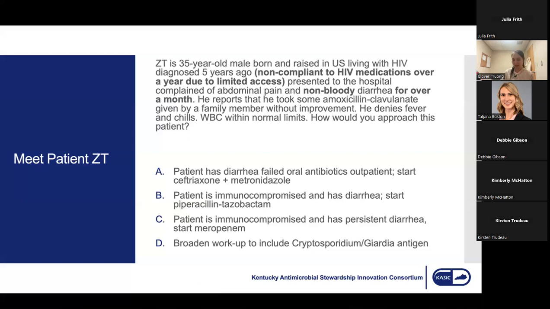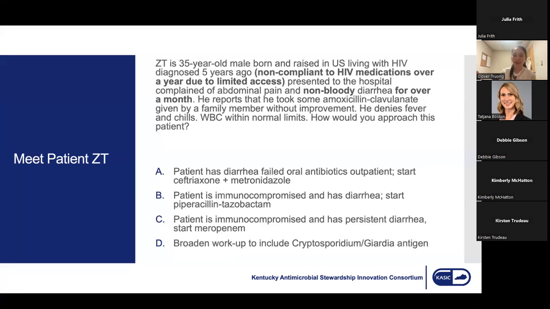How would you approach this patient? Option A: since the patient had persistent diarrhea and has failed the oral antibiotic, we should start the patient on IV treatment with ceftriaxone and metronidazole, because ceftriaxone should be given to everybody who has diarrhea, right? Option B: the patient is immunocompromised and has diarrhea, so we better start a broad-spectrum antibiotic with anti-pseudomonal coverage, piperacillin tazobactam. Option C: the patient is very immunocompromised and has persistent diarrhea, so we should start a bigger antibiotic, meropenem. And D: the patient is currently stable, so we should do more workup given the patient has had persistent diarrhea for over a month, including Cryptosporidium and Giardia antigen.